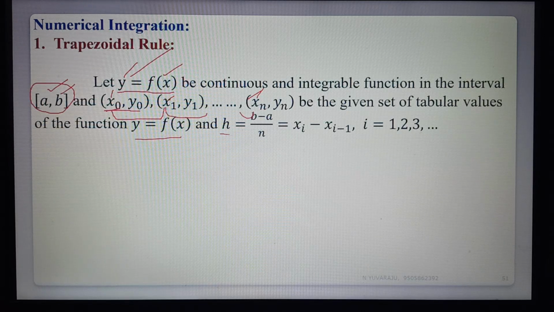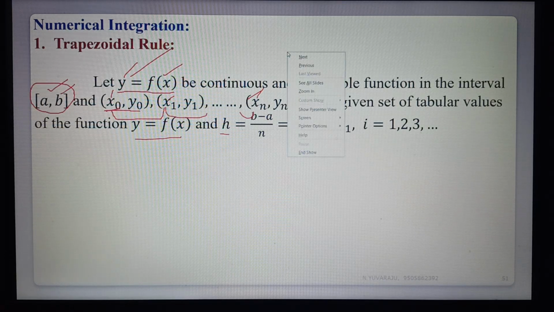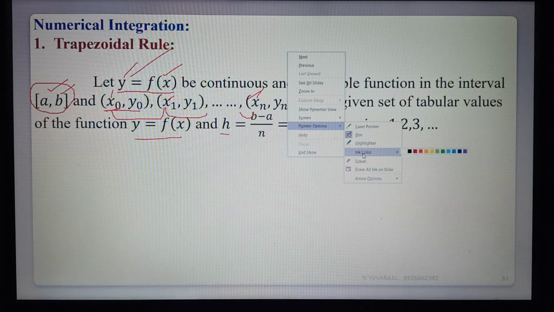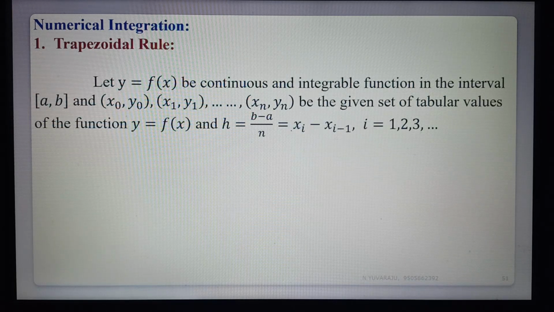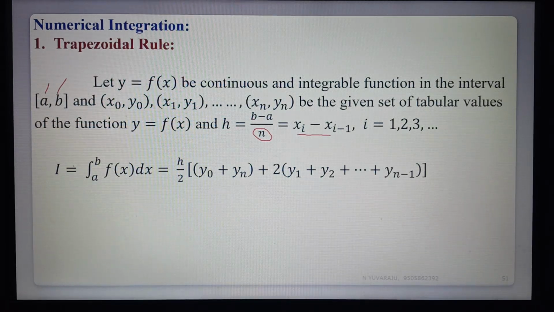Here h is the step length of each subinterval, and the formula is h is equal to b minus a divided by n, where n is the number of subintervals. The step length is the same for each subinterval, that is xi minus 1, where i is equal to 1, 2, 3 and so on.